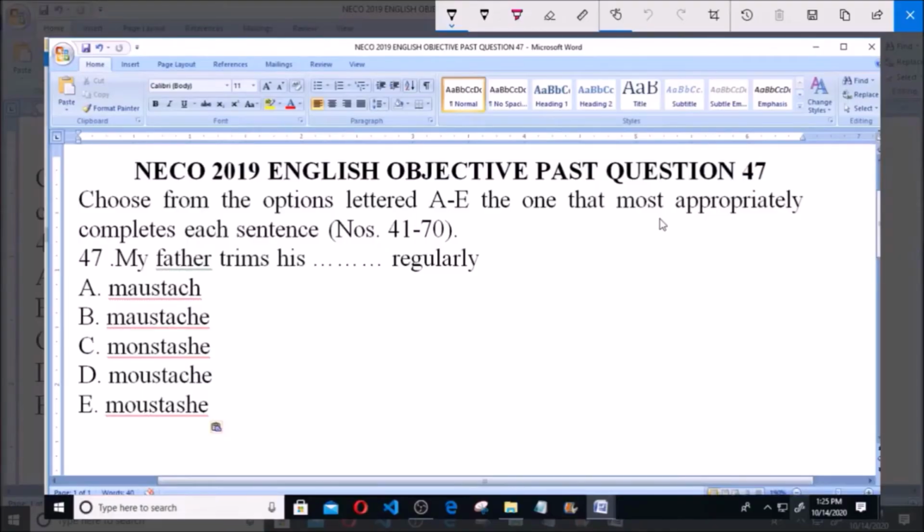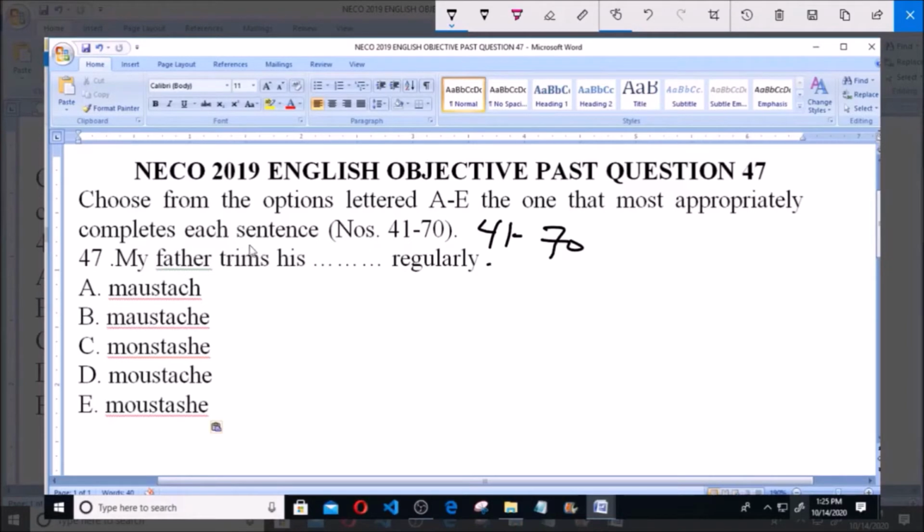Good afternoon, welcome. This is NECO year 2018 English objective past question number 47. To this question we have this instruction which says choose from the options lettered A to E the one that most appropriately completes each sentence. This instruction is applicable to question 41 to 70. And the sentence here says: My father trims his dash regularly.